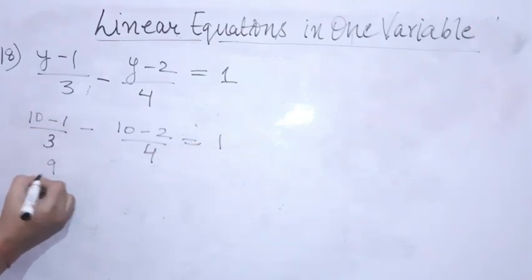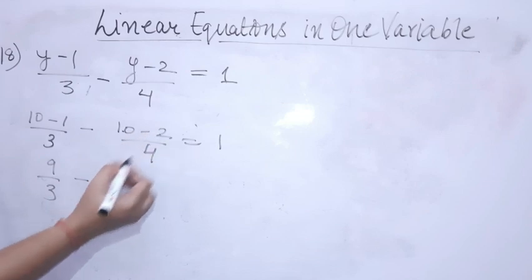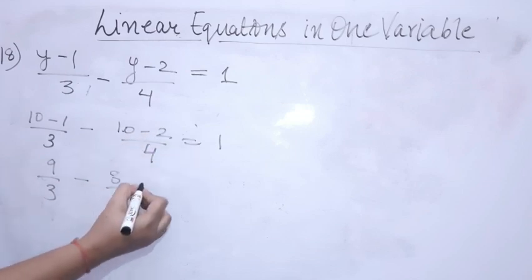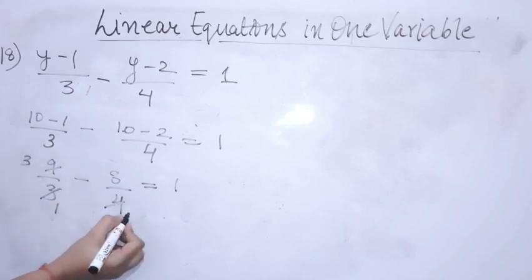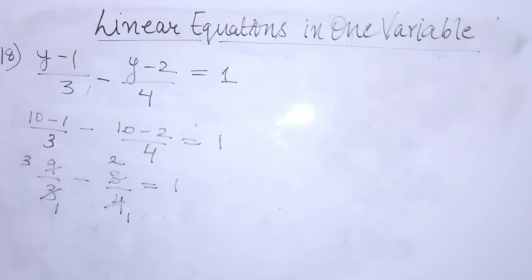Now, 10 minus 1 is 9, it will be 9 upon 3. 10 minus 2 is 8, it will be 8 upon 4 is equals to 1. Now, what we have to do? We have to solve this. This can be simplified. 3 1s are 3, 3 3s are 9, 4 1s are 4, 4 2s are 8. Before taking the LCM, if the fractions can be simplified, then you can simplify them. As you all can see, these fractions were easily simplified, so I have simplified them. Now what is remaining? 3 minus 2, which is equals to 1, and 1 is equals to 1. LHS is equals to RHS.